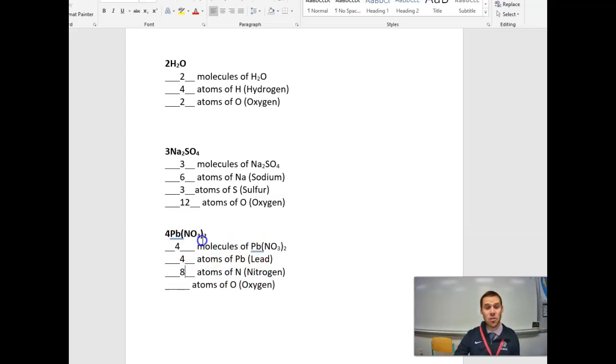And finally, let's try oxygen. So I hope you got 2 times 3 is 6. Make sure that you do not forget to distribute this 2 inside both of the elements inside the parentheses. So 2 times 3 is 6. Times 4 is 24 atoms of oxygen.